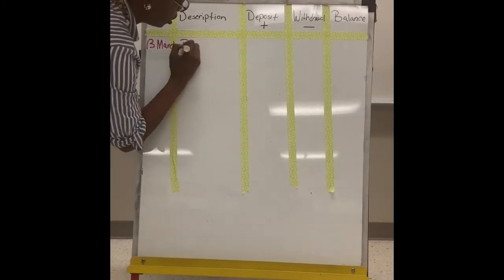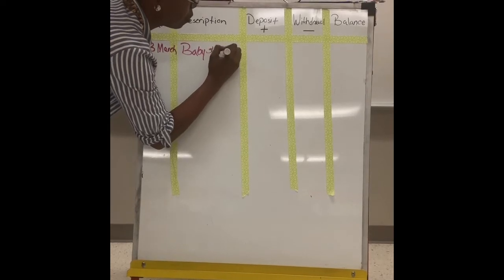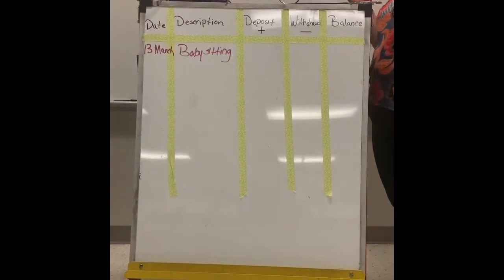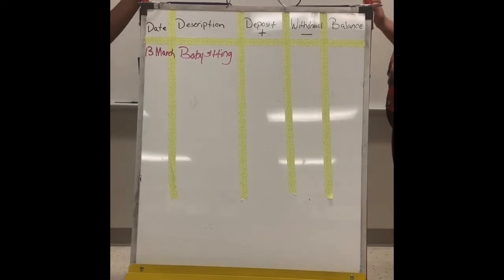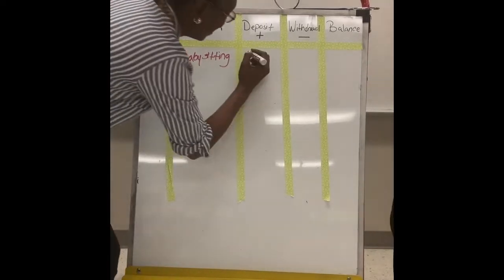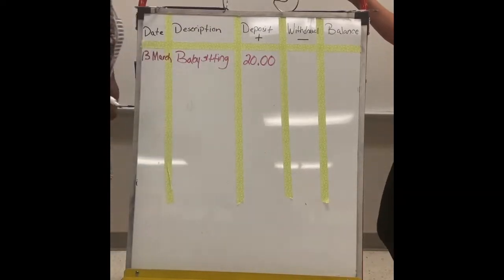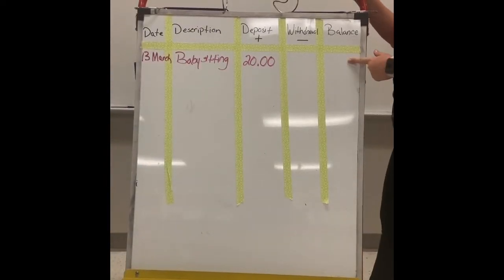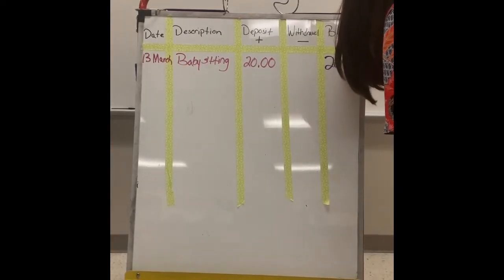So for our description, we're going to write babysitting. And I said that I babysat for $5 an hour for 4 hours. If it's $5 an hour, 4 hours, I'm going to multiply 5 times 4, and that'll give us 5, 10, 15, 20. That's money coming in, so $20 deposit. All right, so then what would my balance be? If I started from 0, my balance would still be $20.